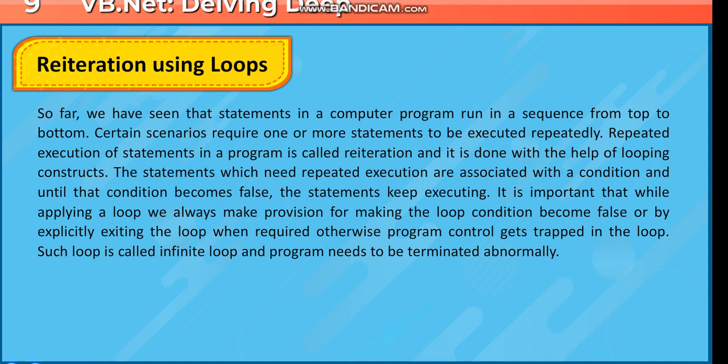executing. It is important that while applying a loop, we always make provision for making the loop condition become false, or by explicitly exiting the loop when required. Otherwise, program control gets trapped in the loop. Such a loop is called an infinite loop, and the program needs to be terminated abnormally. VB.NET provides a variety of loops which we shall look at one by one.